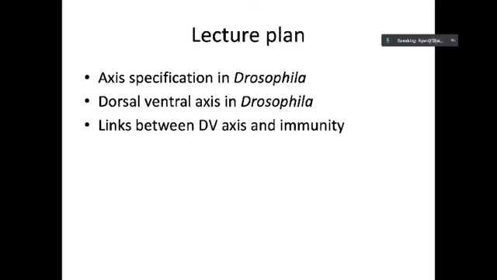We're going to look again at dorsal ventral patterning in Drosophila. So what are we going to do today in this lecture? We're going to look at axis specification in Drosophila. We're going to look at how the dorsal ventral axis specifically is set up in Drosophila. And we're going to look at links between the dorsal ventral axis and immunity in higher animals.